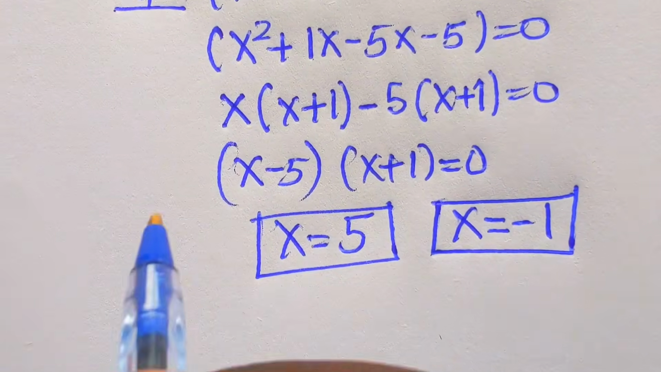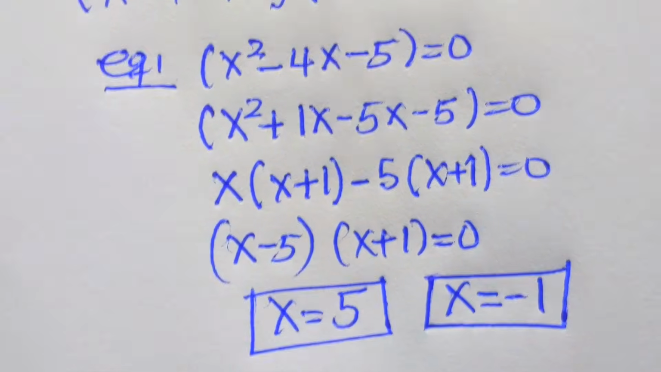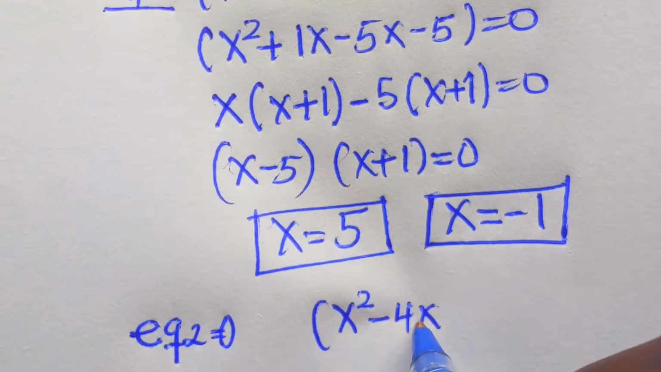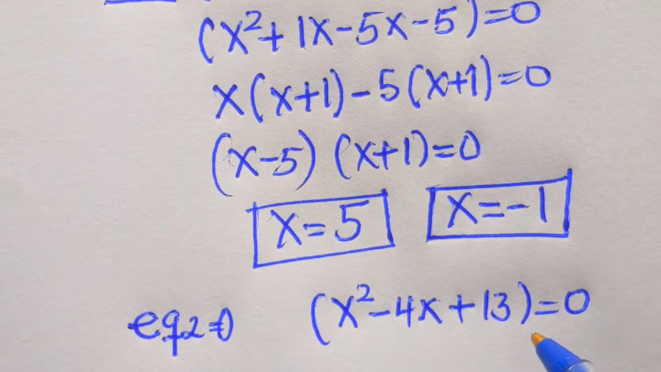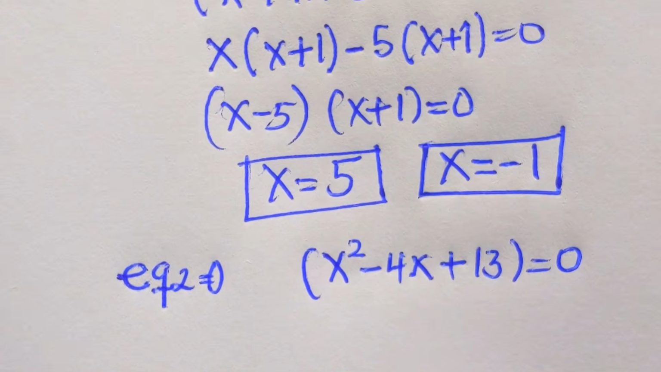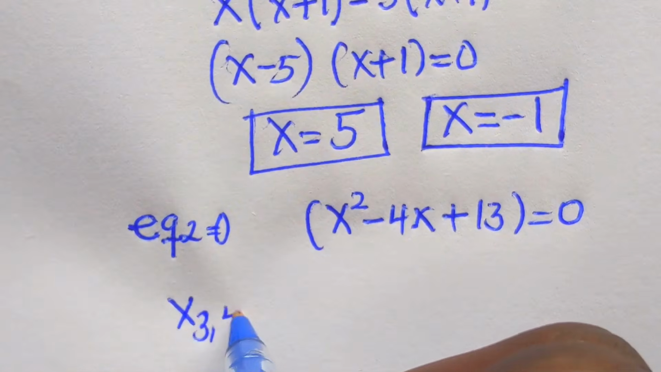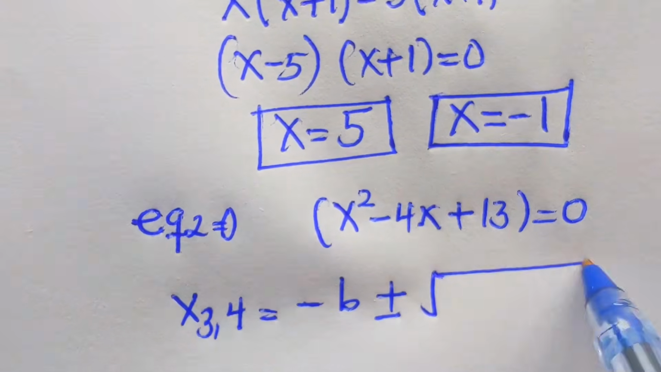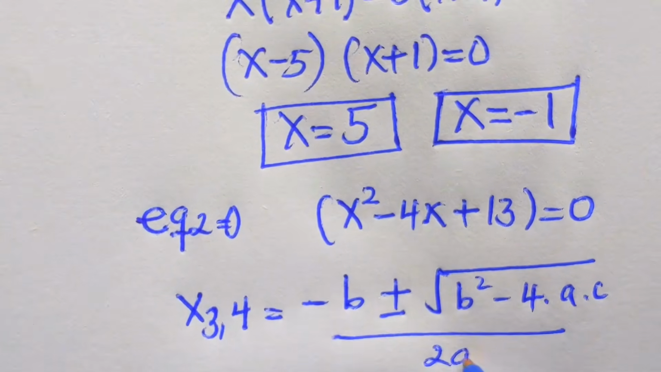Then equation 2 is x^2 - 4x + 13 = 0. Two numbers we can multiply together to get 13? Of course, 13 is a prime number, so we cannot get these numbers, so we have to use the formula to find x3 and x4: x = (-b ± √(b^2 - 4ac)) / 2a.